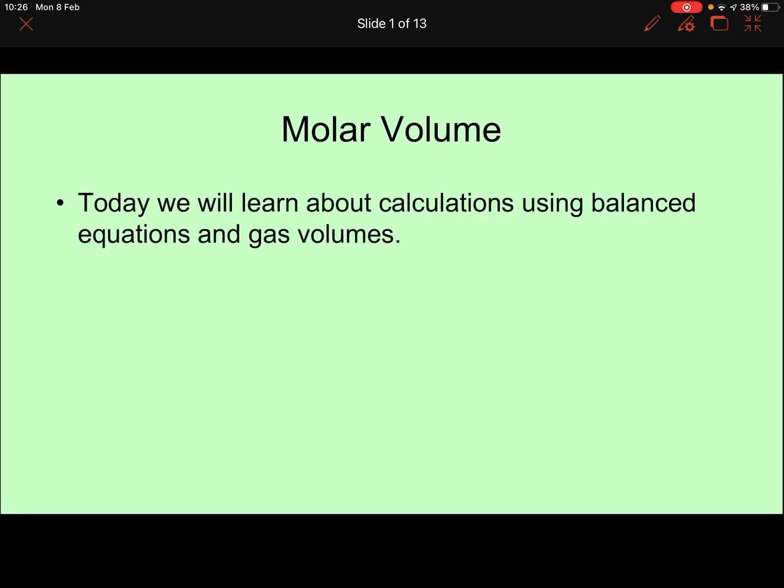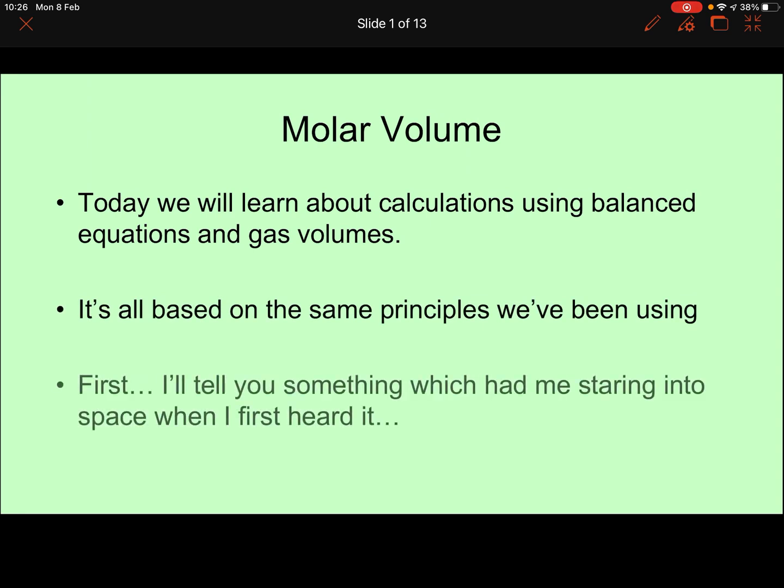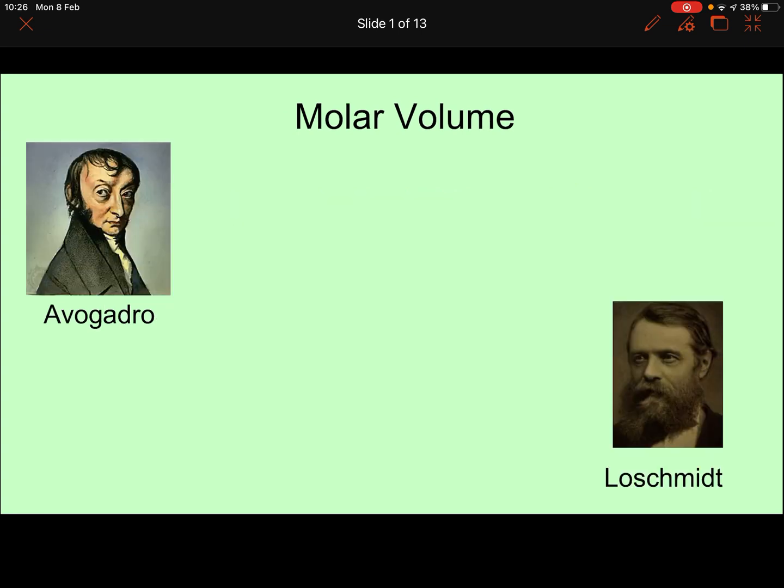So we're going to be learning about calculations using balanced equations and gas volumes. It's all based on the same stuff that we've been doing up to now. But first of all, I'm going to tell you all about this molar volume and mole thing, which blew my mind when I was your age.